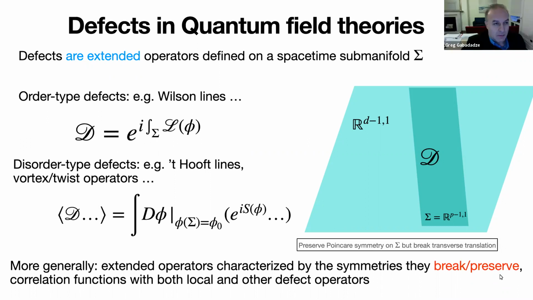Can I ask you a quick clarifying question? So defect operator is something that when you act on a vacuum state creates the defect, or it's something else? So when you act on a vacuum, it will create a defect state. So that's going to be a particular state in your Hilbert space. So you can expand that state into your favorite basis.